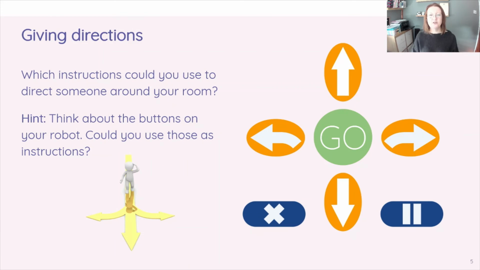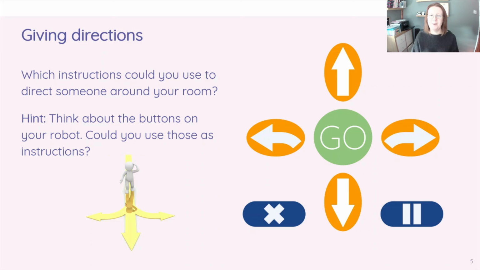So which instructions could you use to direct someone around your room? Think about those buttons. Could you use those as instructions? Because your task today is to go and have a go at that. Find somebody in your house that you can do this with, and you are the programmer, and you're going to program them, and they are the robot. And you can tell them the arrow, or you could draw them out and show the arrows of which way you want them to go, and you are going to program your robot to move around.